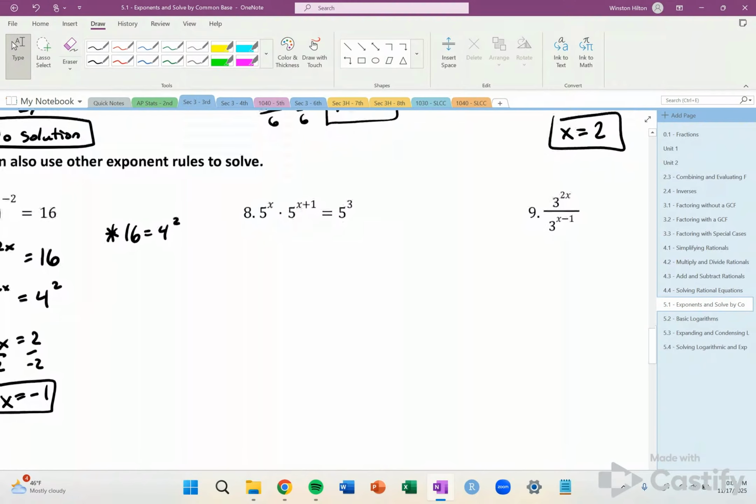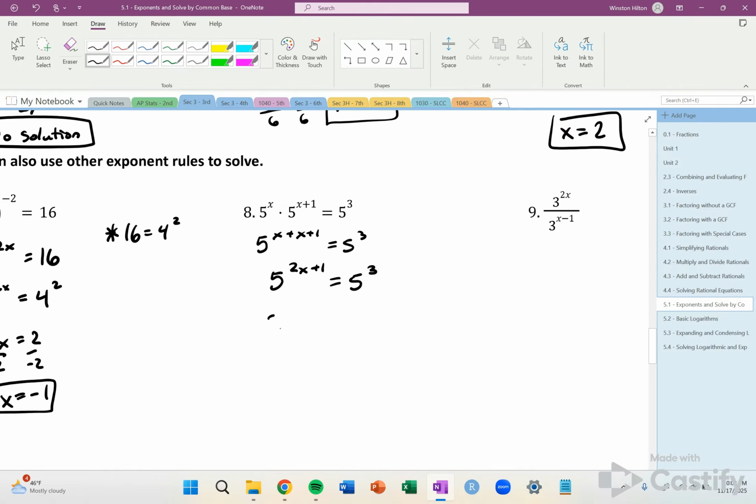Example 8. So here, this is what it meant. Okay, so here we need to get these two exponents on the left side into one so that we can do the same process as before. Here we have exponents with the same base that are being multiplied, so we can add those exponents. This becomes 5 to the power of x plus 1, times 5 to the power of x, equals 5 cubed.